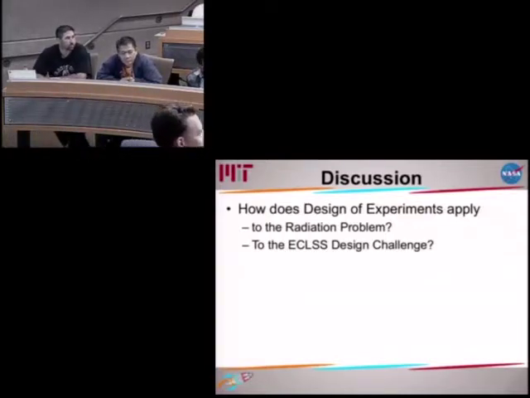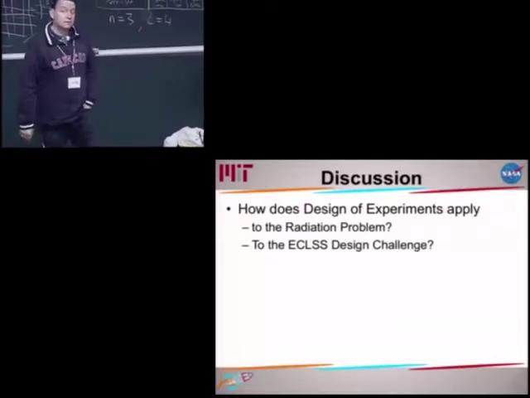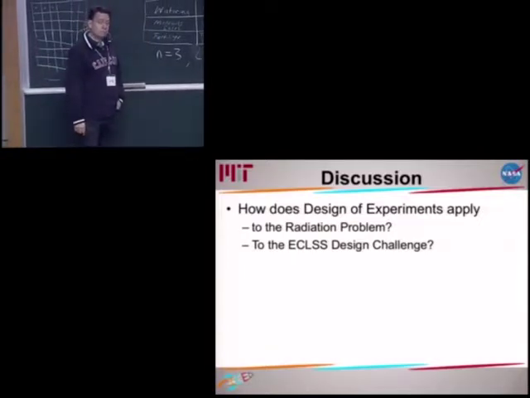What about ECLSS? I'm looking at Bob. Do you guys do experiments? Or do you understand your system so well by now that you really don't need to do experiments? One of the early trades we often look at, because we're conceiving missions, is what degree of loop closure: the degree of closure on the water side, on the oxygen side, and combined. There are different levels of that and different technical approaches to any of those levels. So that's one of our trade spaces that we often look at.